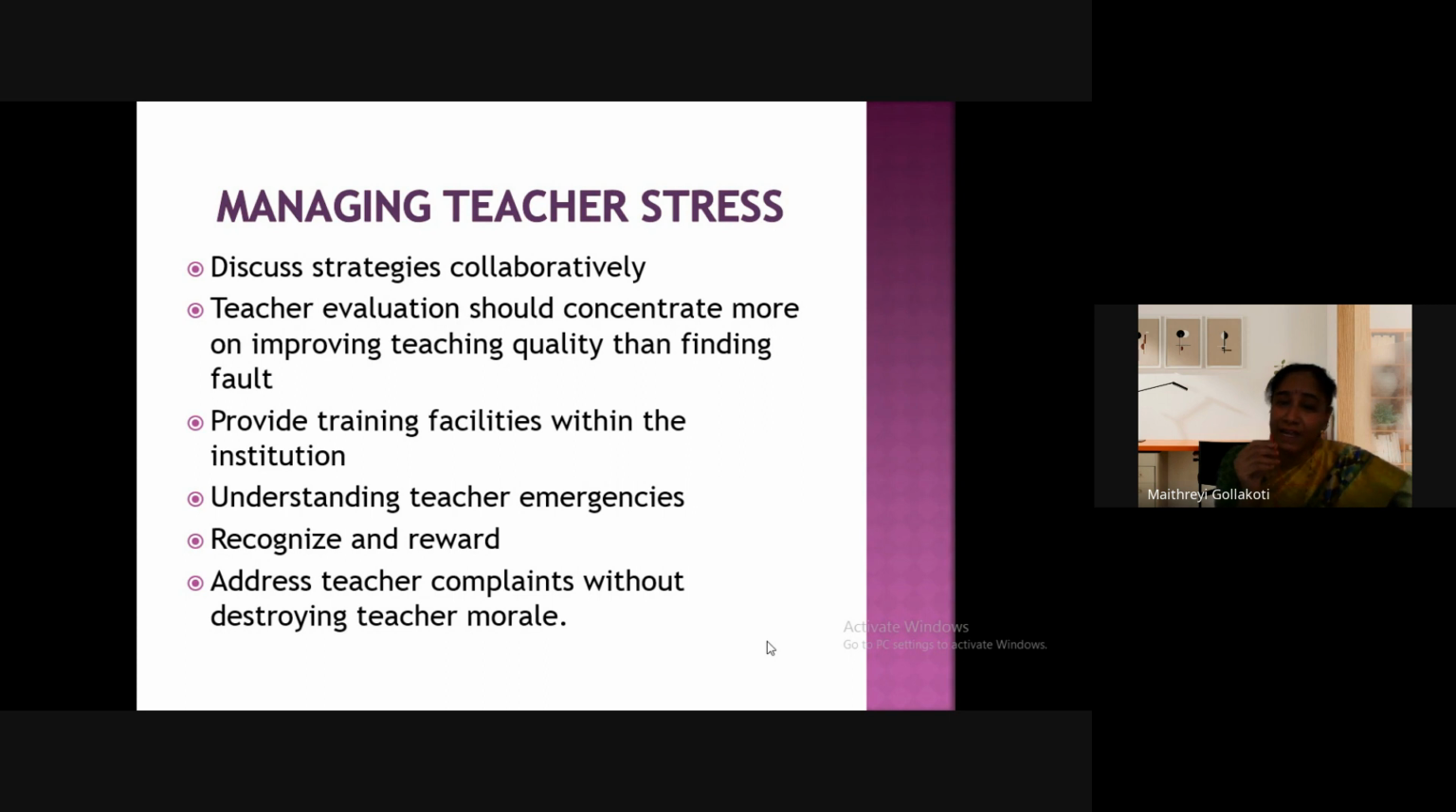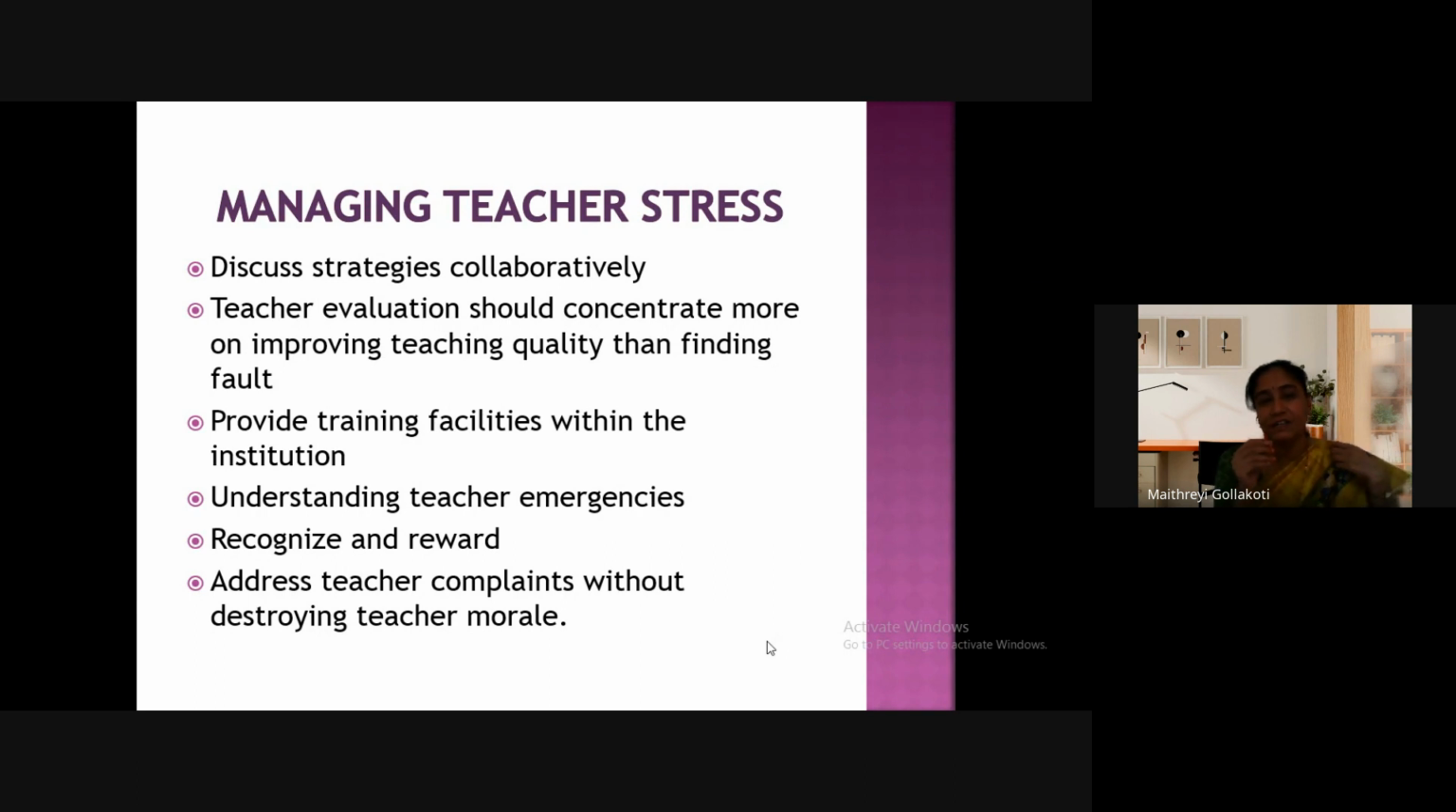And next, recognize and reward teachers. Rewarding teachers is very, very important. Rewarding need not be something very big. Some kind words, some little benefit, that will always cheer up a teacher, isn't it? Teachers are very, very accommodative. They get happy very easily. So that is why the management should recognize and reward teachers befittingly.